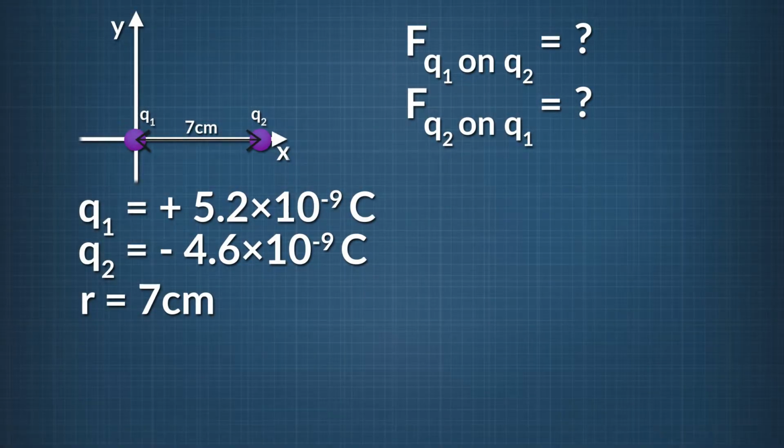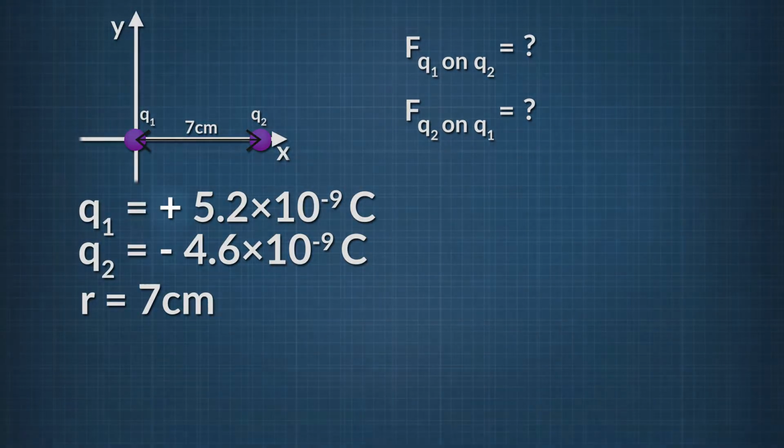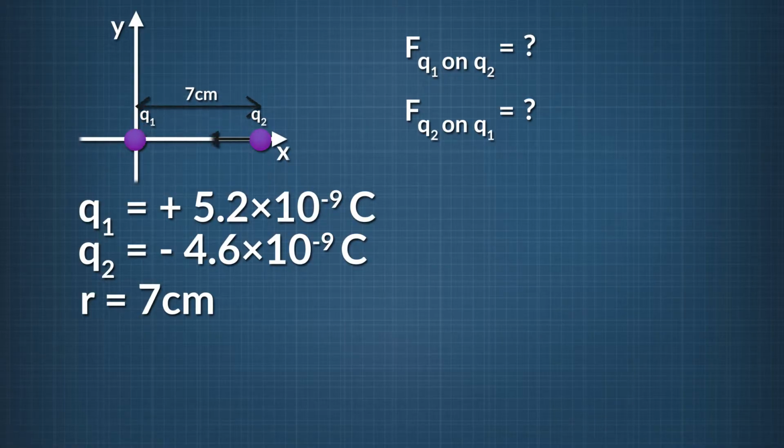This is a two-part problem, so let's start with part 1, finding the force of Q1 on Q2. We need to figure out force direction, which way the force points, and magnitude, how strong it is. Since the two charges have opposite signs, the force between them will attract. It will pull the charges closer together. We can draw an arrow on the diagram to show which way the force of Q1 on Q2 will point. To the left, in the negative x direction.